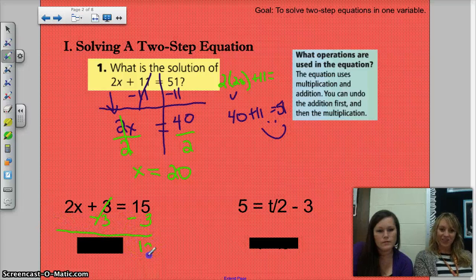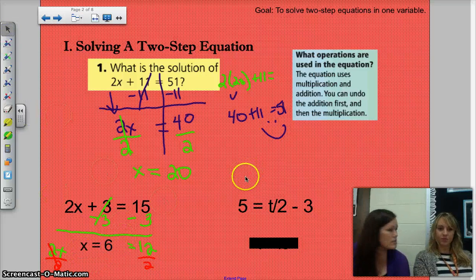So you bring down the 2x equals 12. How do you get the 2 away from x? Well, it says 2 times x, so to undo multiplication is division. And x equals 6. Beautiful. Again, plug it back in if you need to.